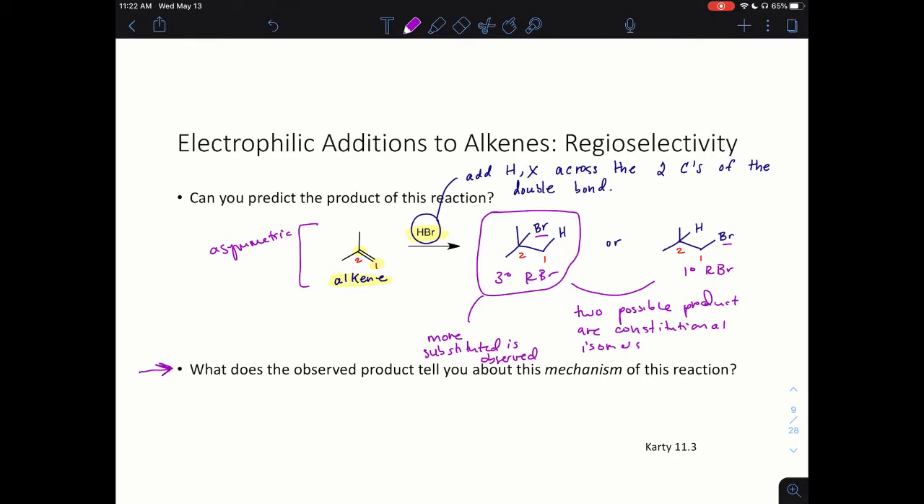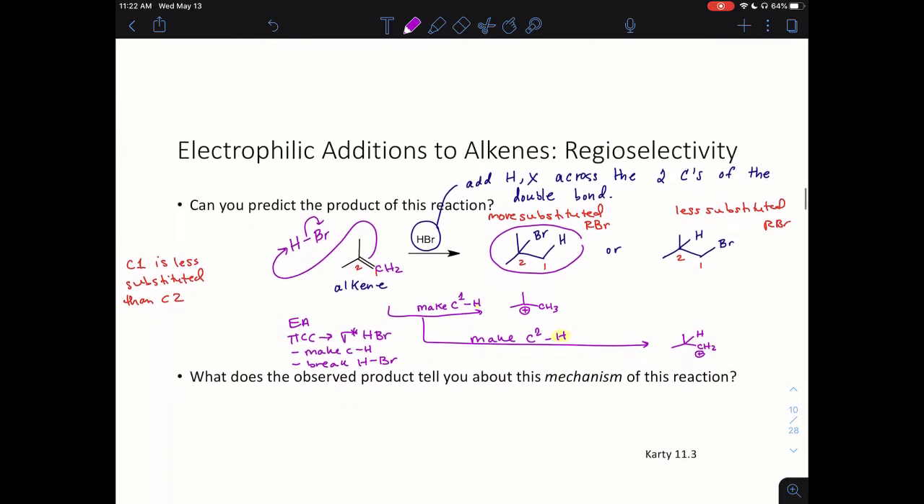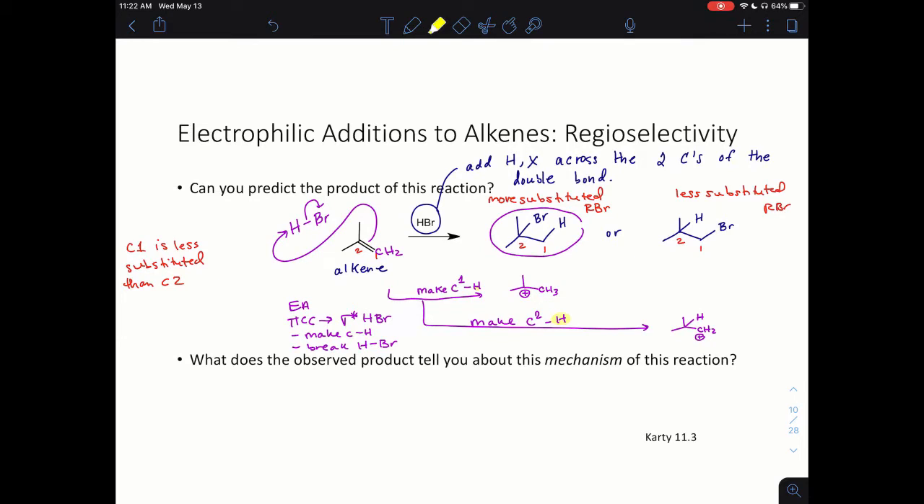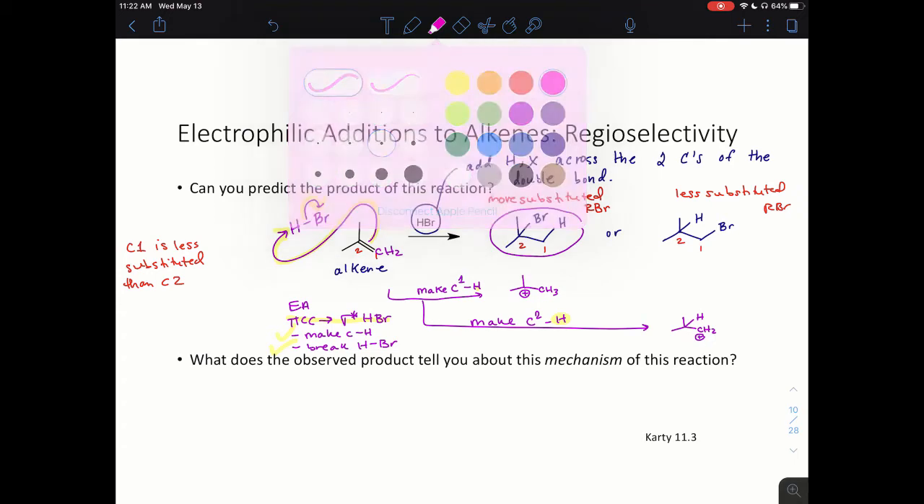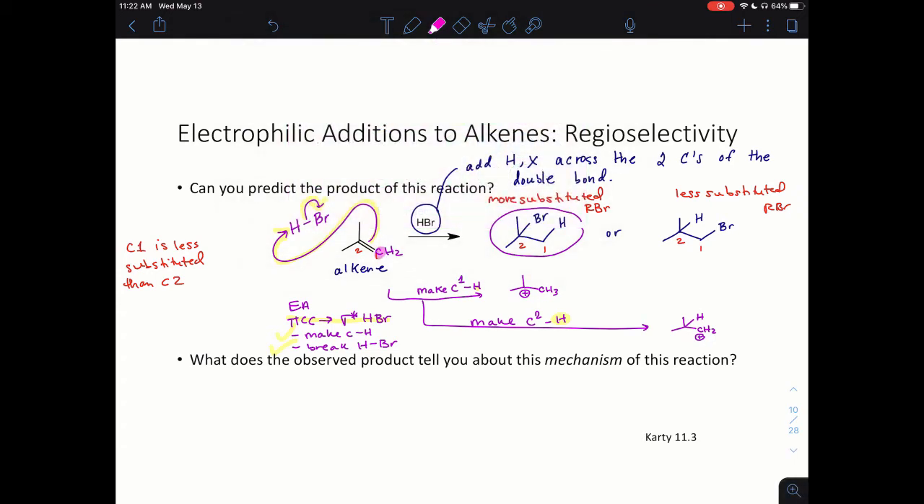Now let's think about what that tells us about the mechanism of this reaction, which is HX addition to alkenes. So far we know it proceeds by two elementary steps, electrophilic addition and then coordination. If we think about the mechanism necessary to form both of these products, the first step will be an electrophilic addition, where we have the pi CC electrons attacking sigma star HBr. That breaks the sigma HBr bond. If C1 makes a bond to hydrogen, that would lead to this intermediate. If C2 made the bond to hydrogen, that would lead to this intermediate.